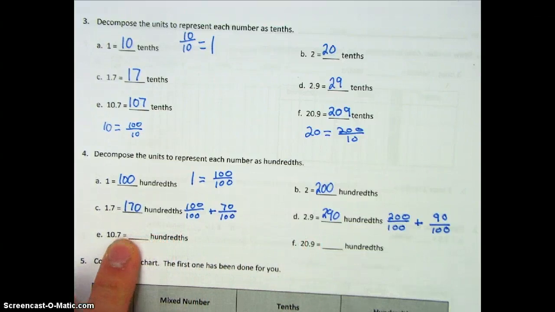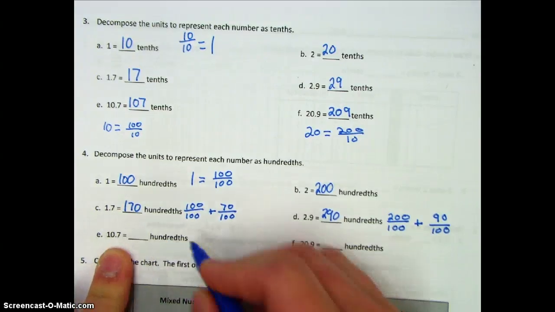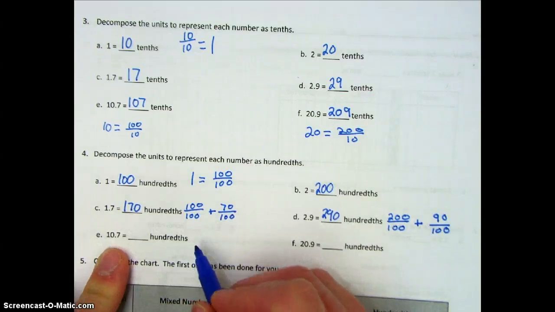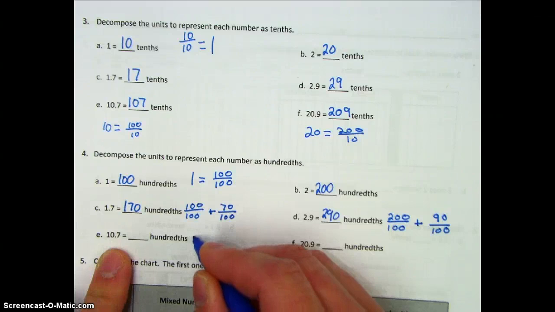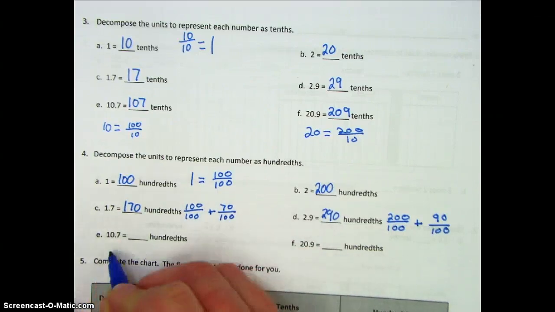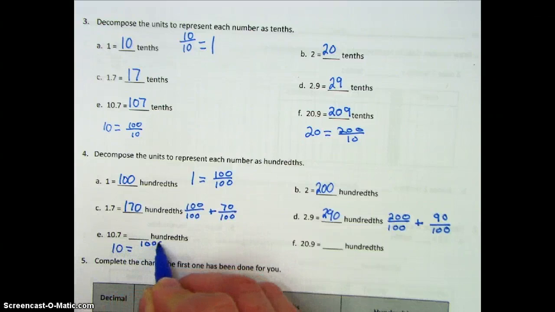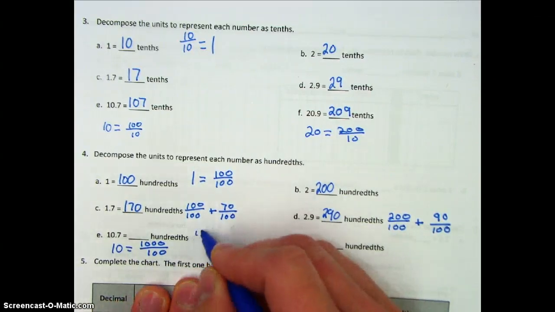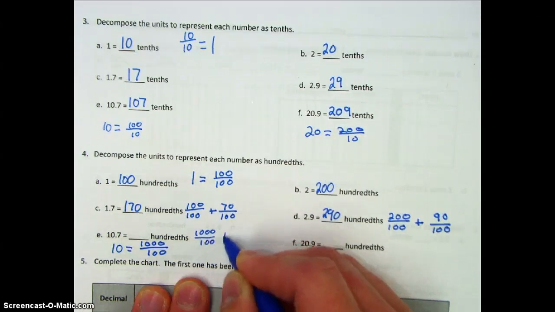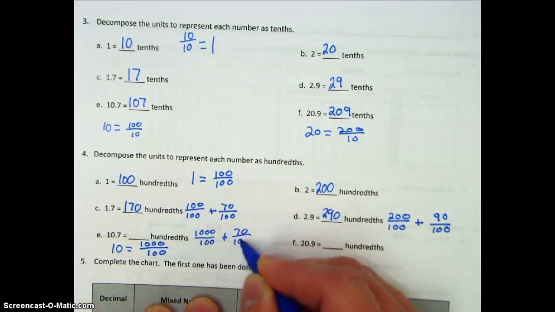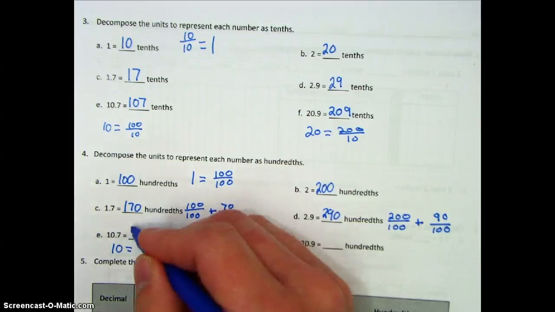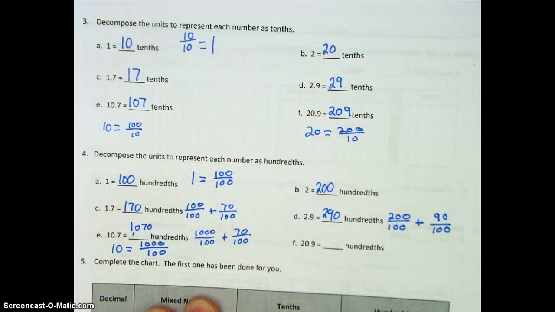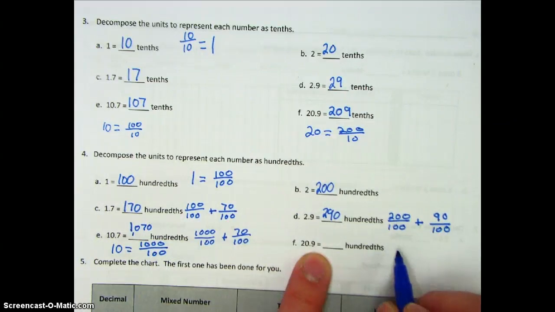Okay, moving on, we have the same 10 and 7 tenths. Okay, so again, 1 is 100 hundredths. So 10 is going to be 10 times that. So 10 actually equals 1,000 hundredths. So we're going to do 1,000 hundredths plus 70 hundredths. Okay. So our final answer here then becomes 1,070 hundredths.